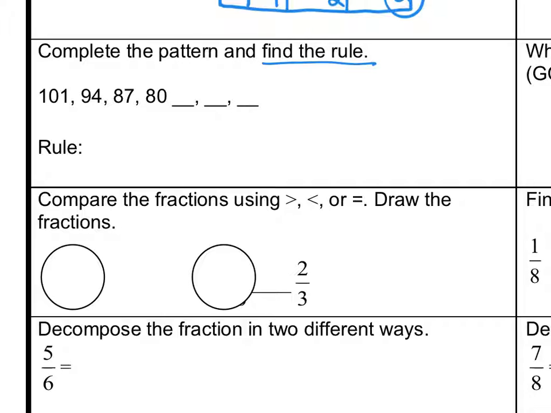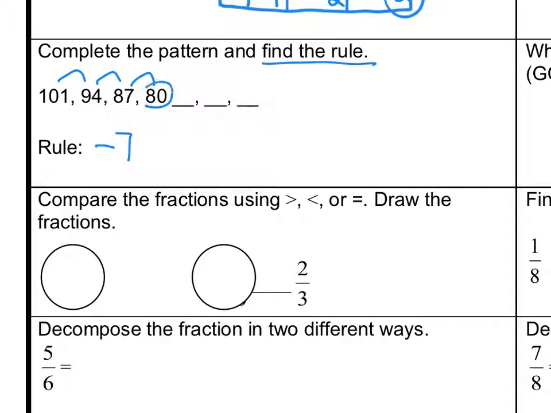And we can see that each time it's going down. So it appears to be subtracting something, and the distance between each jump is 7. So the rule appears to be take away 7 or minus 7.